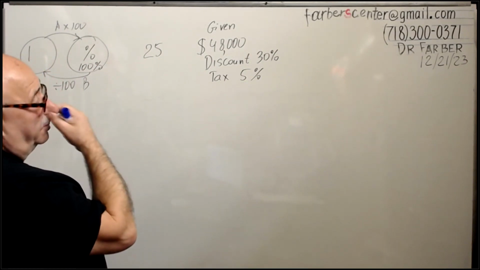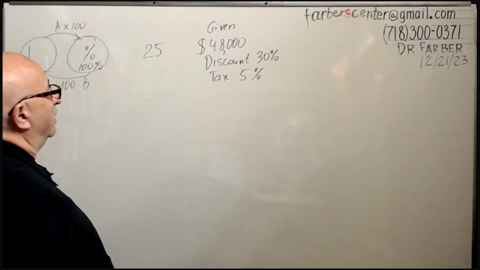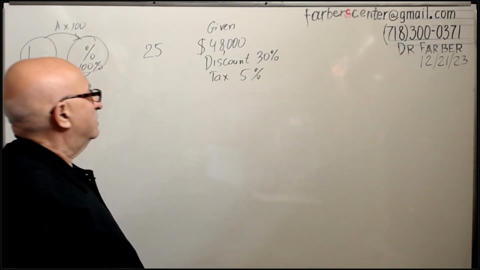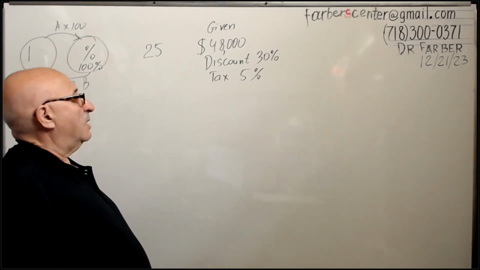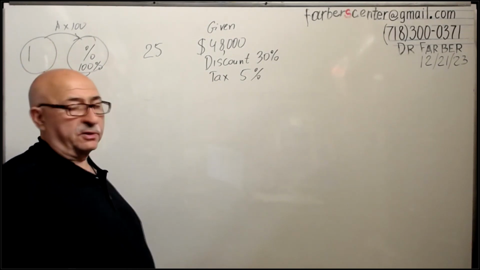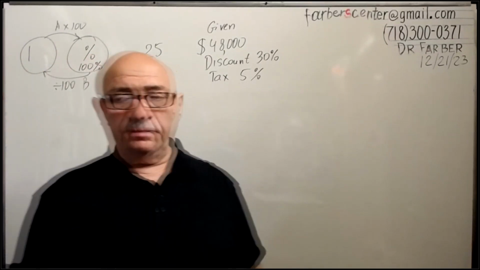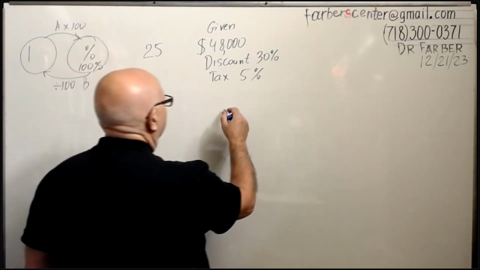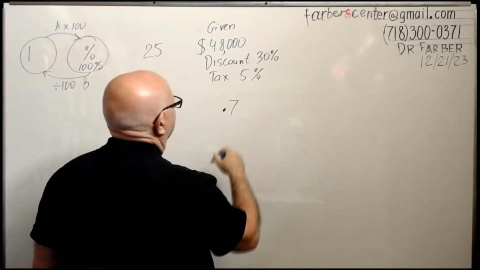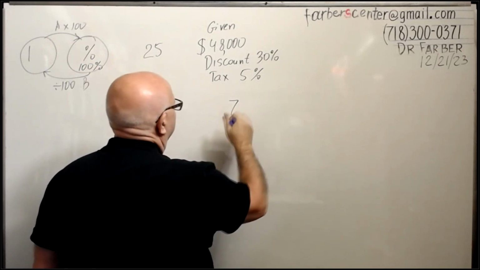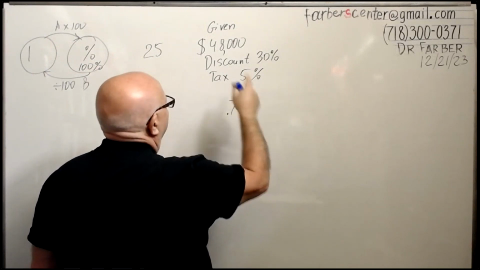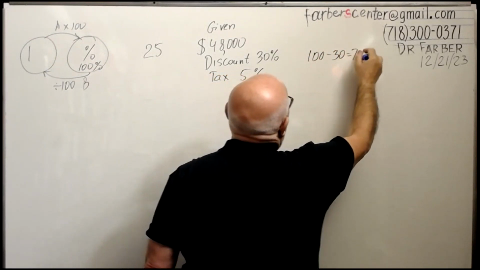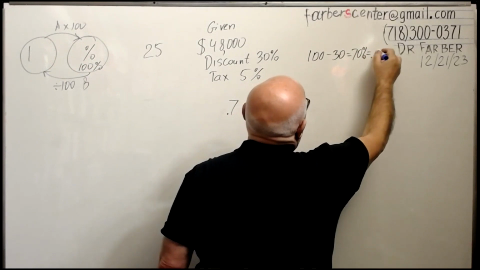How do I usually solve this problem in one line? First of all, look at this. If you have a discount of 30, discount is subtraction. 100 minus 30 is 70%, which is 0.7. I just write here 100 minus 30 is 70%, which is 0.7. I got 0.7.